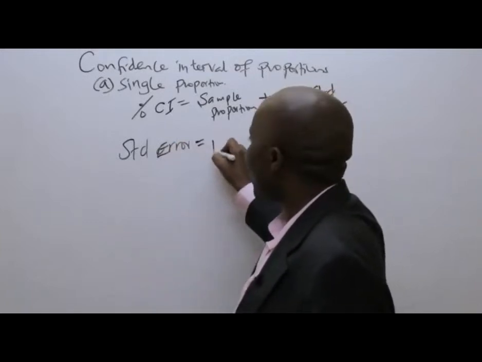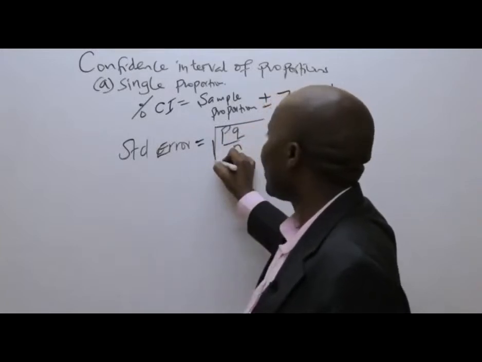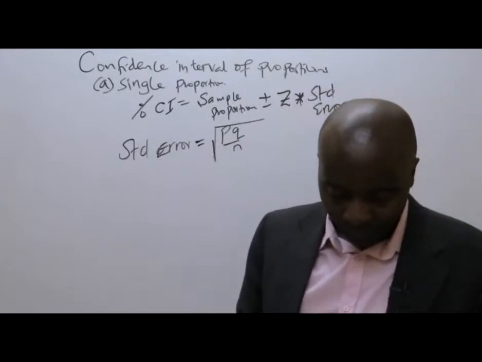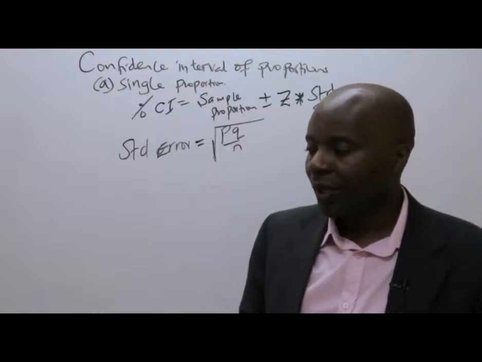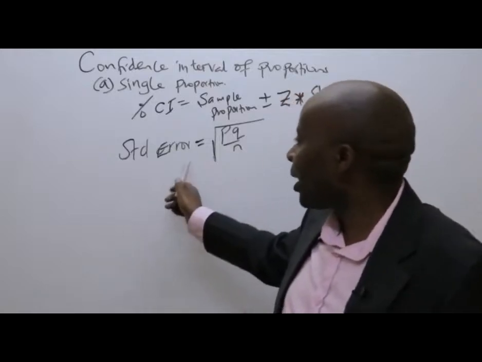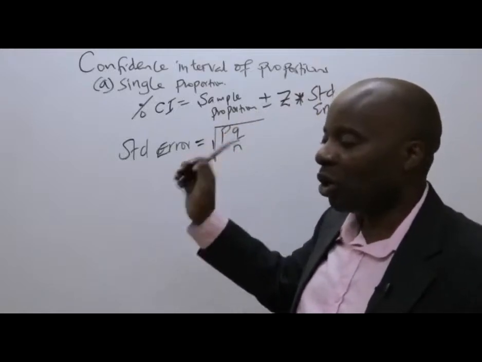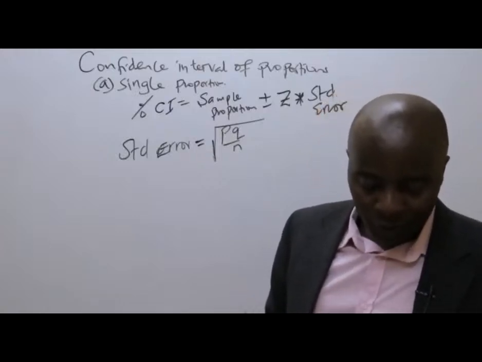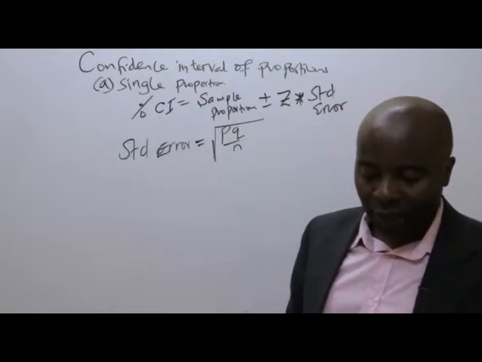To get the standard error here, we'll be taking P multiplied by Q all over N, all over N. Ladies and gentlemen, this is quite important. The standard error equals the root of P times Q all over N. For you to understand what P stands for and what Q stands for, I would want us to look at an illustration.